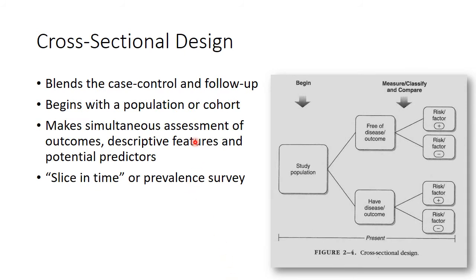You can also do a cross-sectional study, which is kind of a blend of a case control and a follow-up or cohort study. Basically you're beginning with the population of the cohort. You make a simultaneous assessment of outcomes, descriptive features, and other potential indicators or predictors. And then you do a slice in time, or a prevalence survey, where you're looking at one specific time to see what that prevalence is in that group. These are not done nearly as commonly as either case control or follow-up or cohort studies, but would be one other type you might see done out there in the literature.